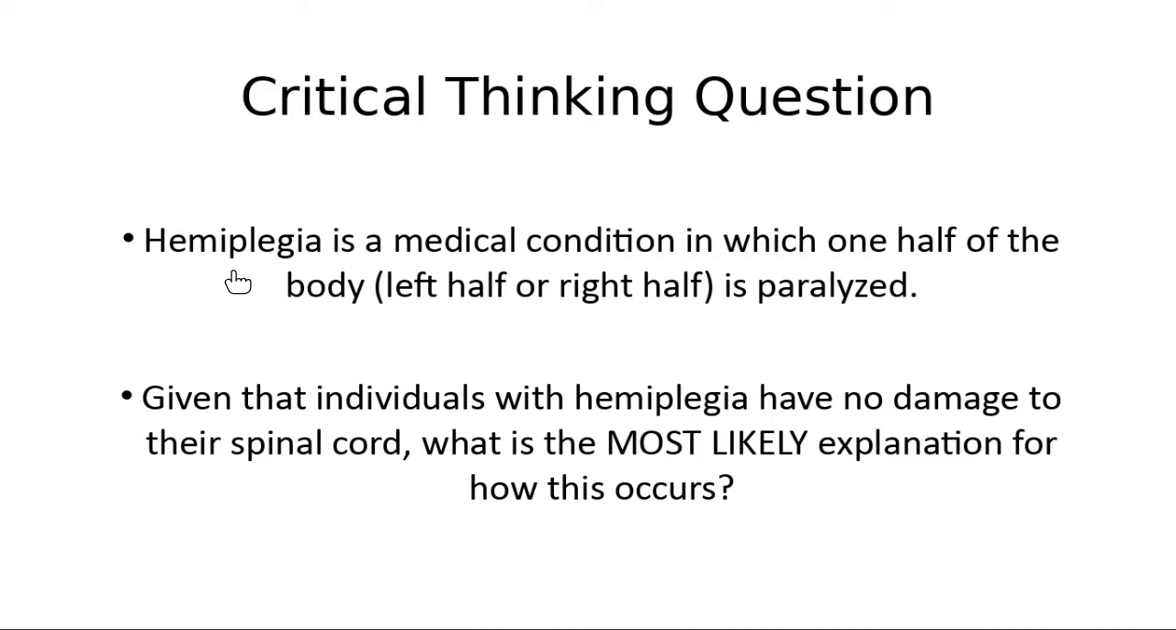But this critical thinking question that I posed for you asked about something different called hemiplegia. Hemiplegia is when we have an issue with either the left side or the right side of the body. When we talk about having problems with either the left side or the right side of the body, what might that be an issue with? If it's not the spinal cord, what might that be an issue with?